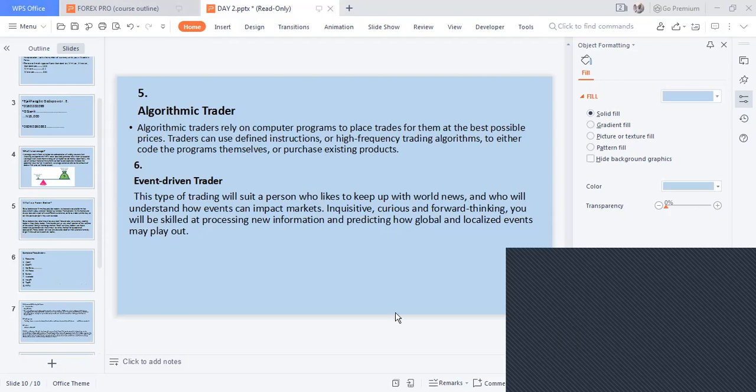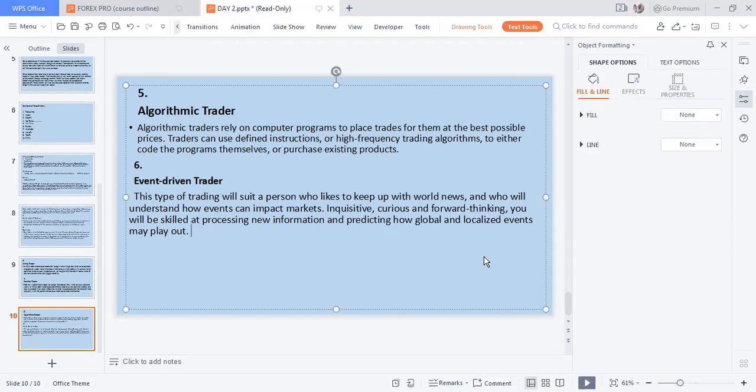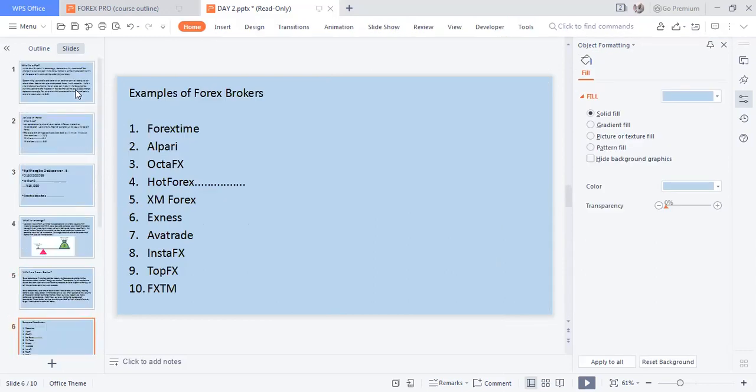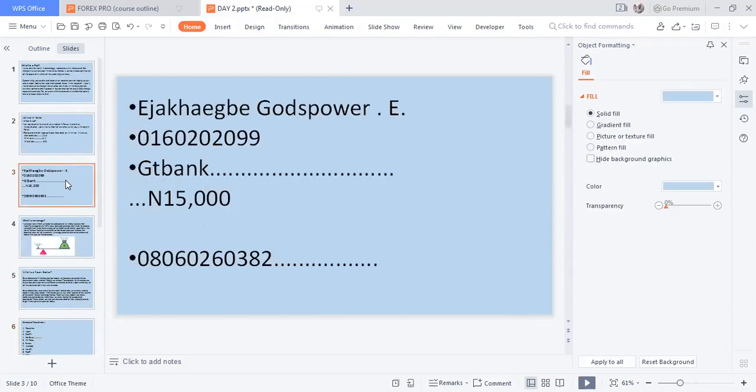Now for that advanced class, what is the cost? The cost to be part of that advanced class, which is so profitable, is 15,000 naira for 2 weeks. That's it. And guess what? This training has a free mentorship for life. If you make payment for the advanced class, you'll have a free mentorship for life.